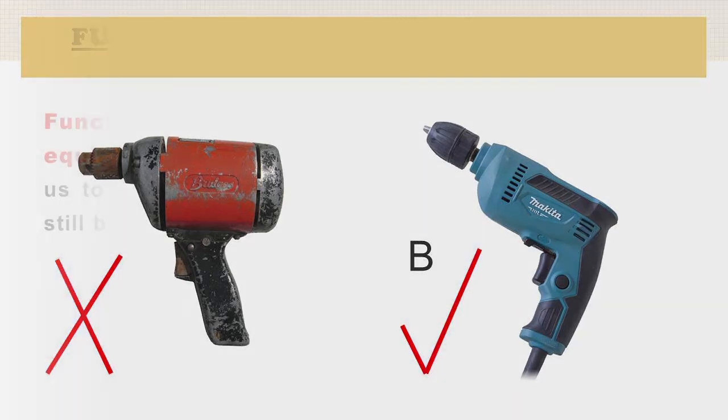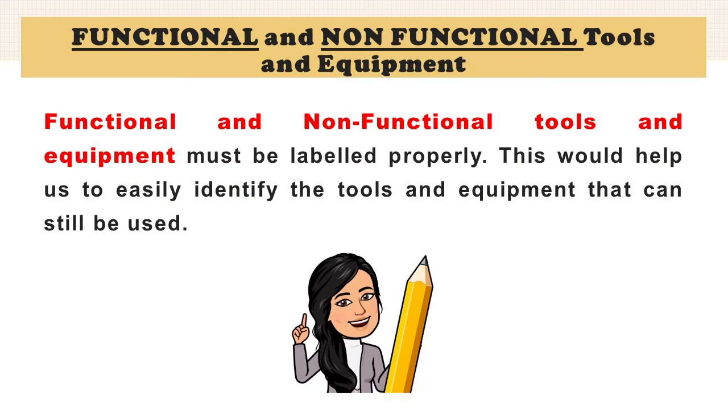What do you think is the importance of identifying a functional from a non-functional tool? In this way, we can identify the tools that can still be used for repair or for disposal, and also to avoid injuries or accidents in the workplace. Do remember that functional and non-functional tools and equipment must be labeled properly, so this would help us to easily identify the tools and equipment that can still be used.